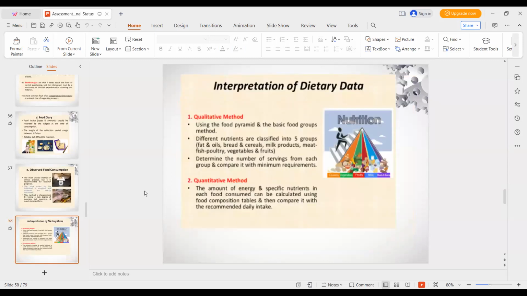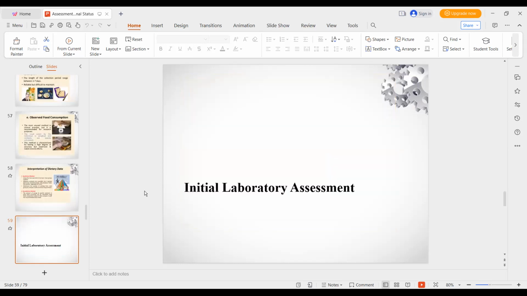Interpretation of dietary data. Qualitative method using the food pyramid and the basic food groups method. Different nutrients are classified into 5 groups: fat and oil, bread and cereal, milk products, meat, fish and poultry, and vegetables and fruit. Determine the number of servings from each group and compare it with minimum requirements. Questionnaire method: the amount of energy and specific nutrients in each food consumed can be calculated using a food composition table and then compared with recommended daily intake.